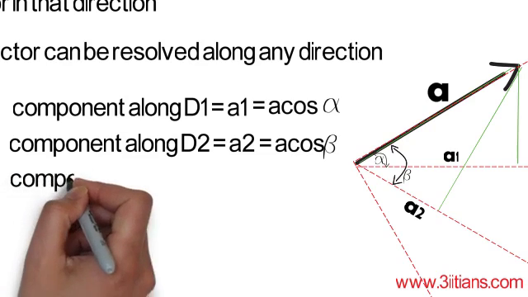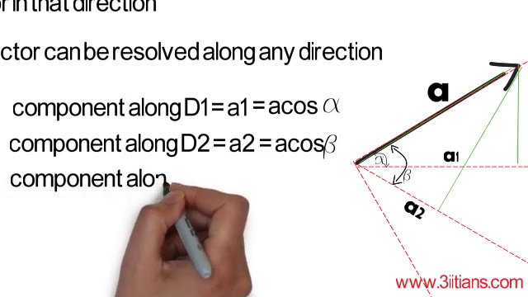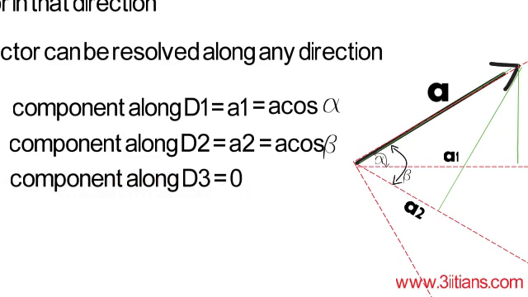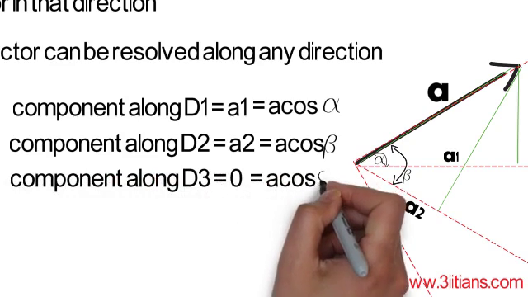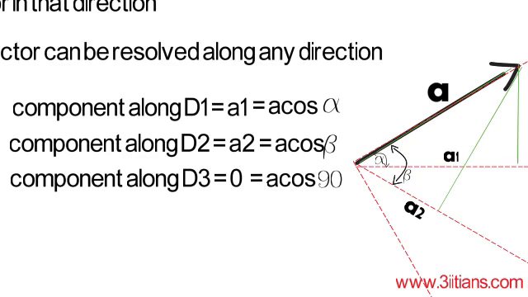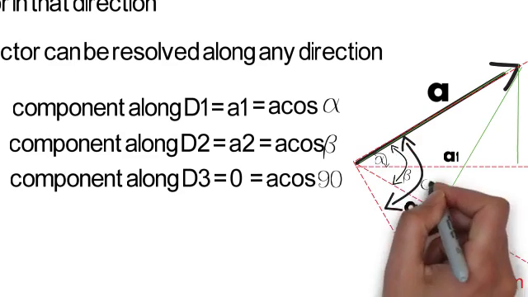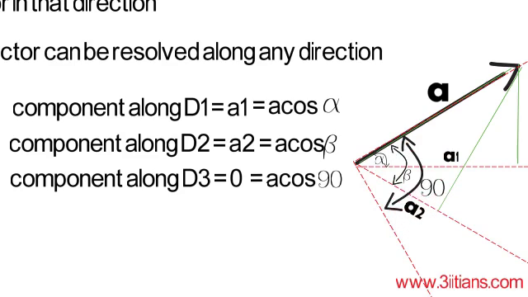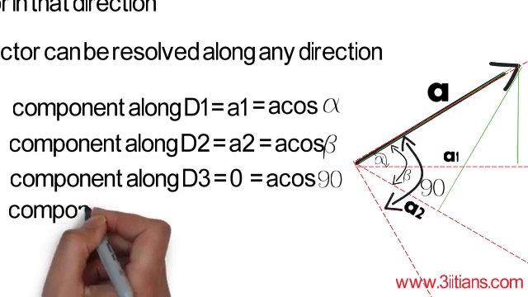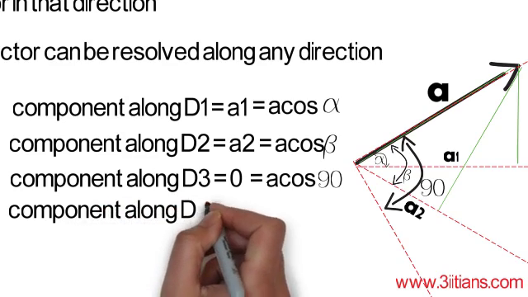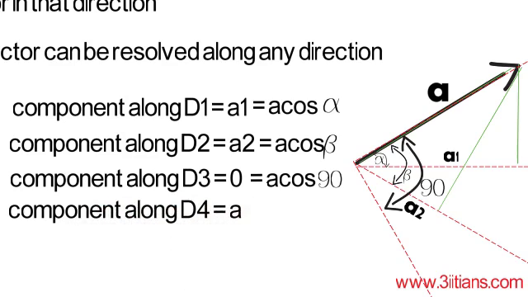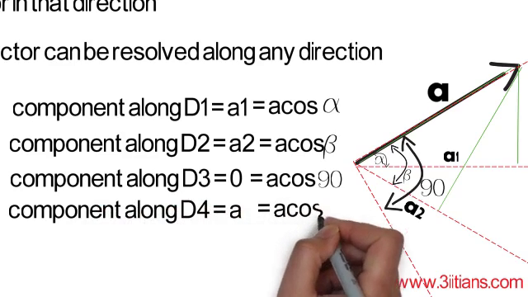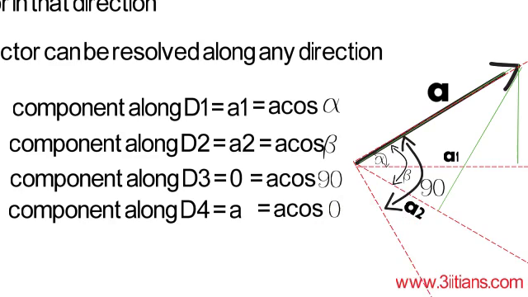The component along the direction D3 will be equal to 0 because it is equal to A cos 90, and cos 90 is equal to 0, where 90 degrees is the angle between the A vector and the D3 direction. And finally, the component along D4 will be equal to A, where A is the magnitude of the vector, because it is equal to A cos 0, since the A vector and the D4 direction are parallel to each other.